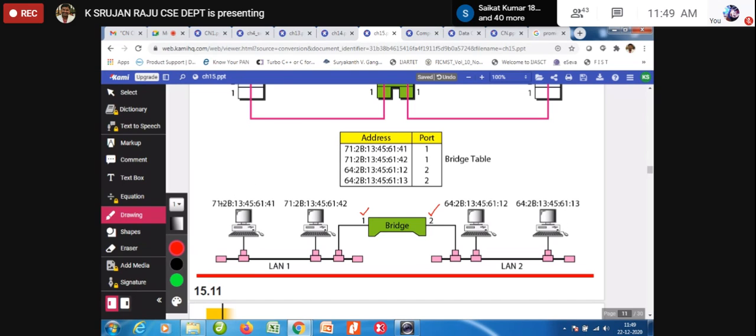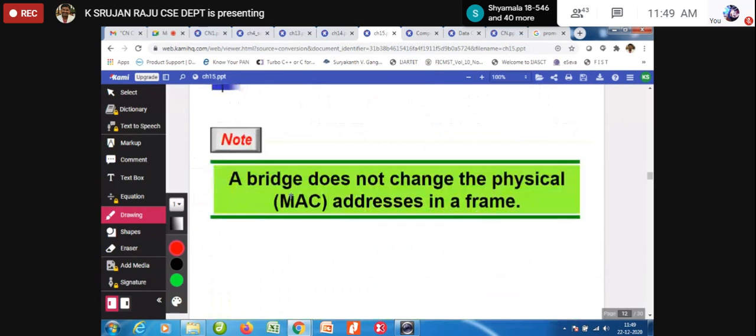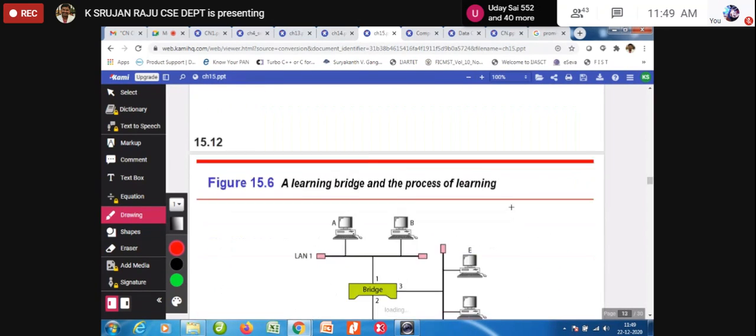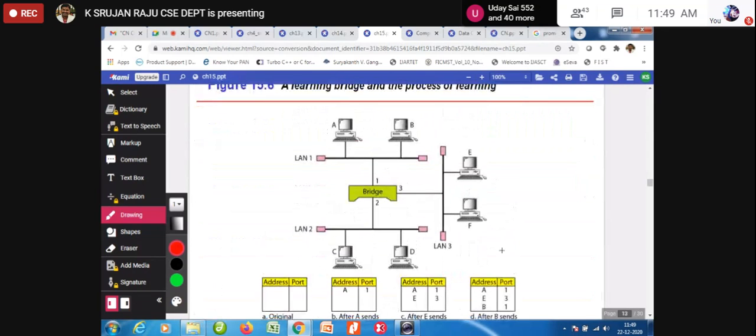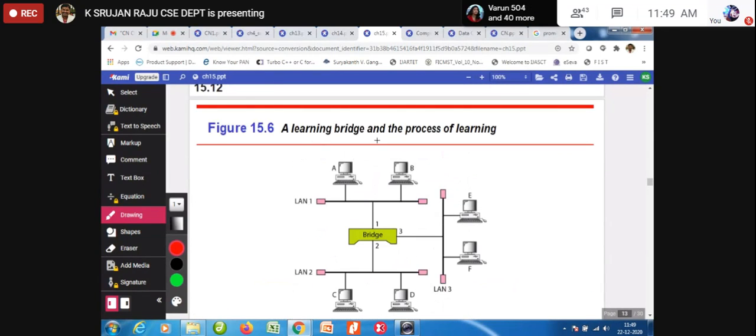Now when you look at this address, it checks: if this particular station wants to send to this particular station, what is going to happen? The frame arriving at port 1 has to be forwarded to port 2. How does it happen? A bridge does not change any physical address in a frame. Here we have a learning bridge. A bridge is supposed to learn by itself.